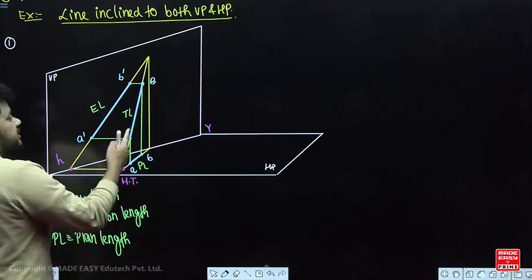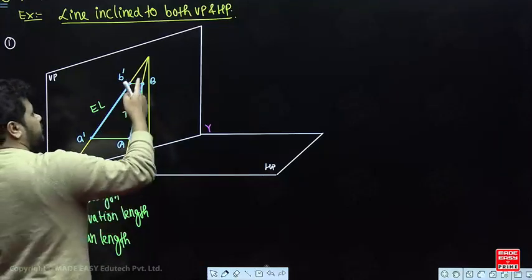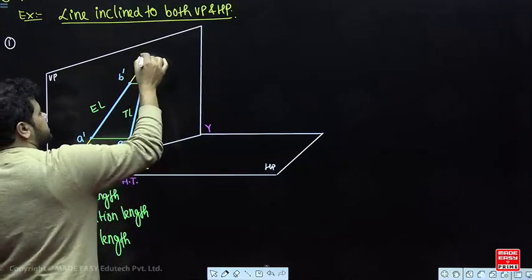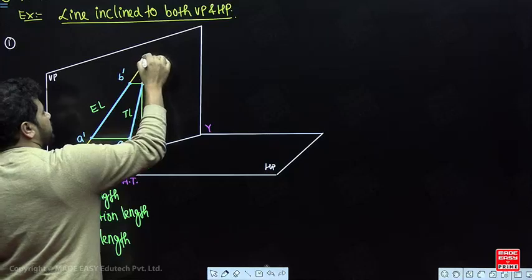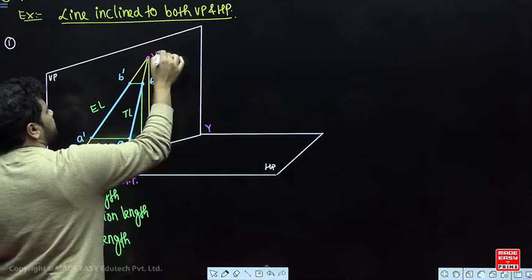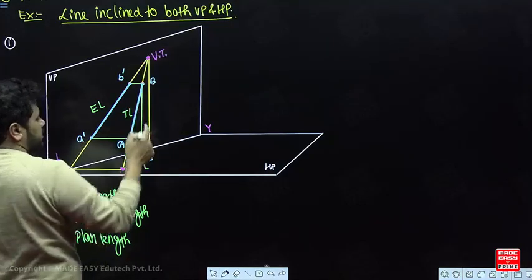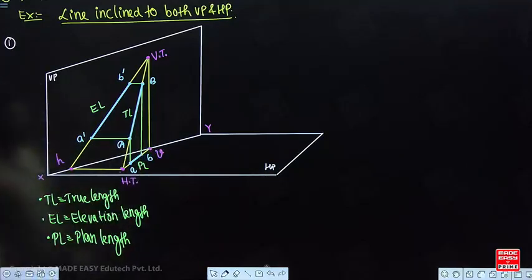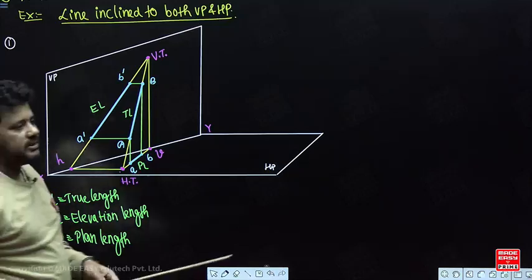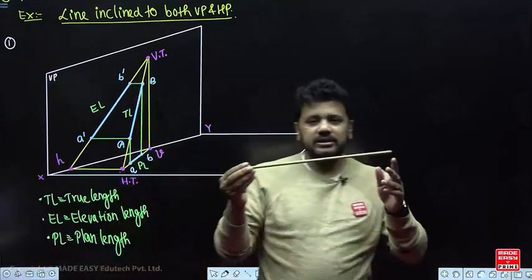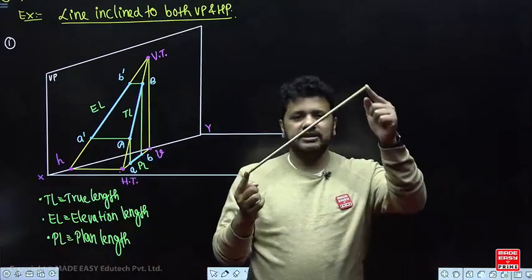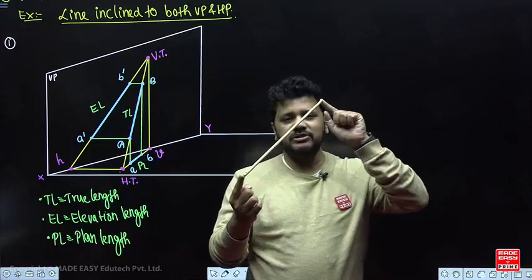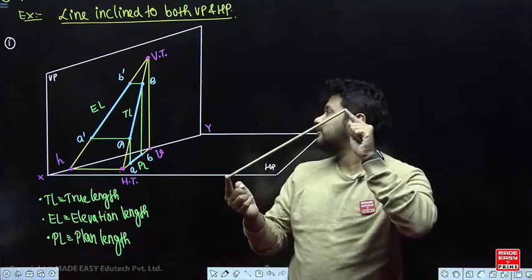Similarly, if this AB is extended forward, you can see that it intersects VP at this particular point. So this point is called the vertical trace. The projection of the vertical trace on the XY line is shown by small v. Correct? Now you can see practically also, right? This is a line inclined to HP and inclined to VP. This is the situation created over here.